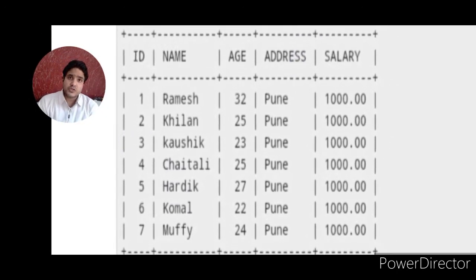The output will be shown by the select command, select star from table. So this output will be shown here. It means ID and name remain unchanged, the address has all values in the 7 tuples become Pune, and salary has all values become 1000.